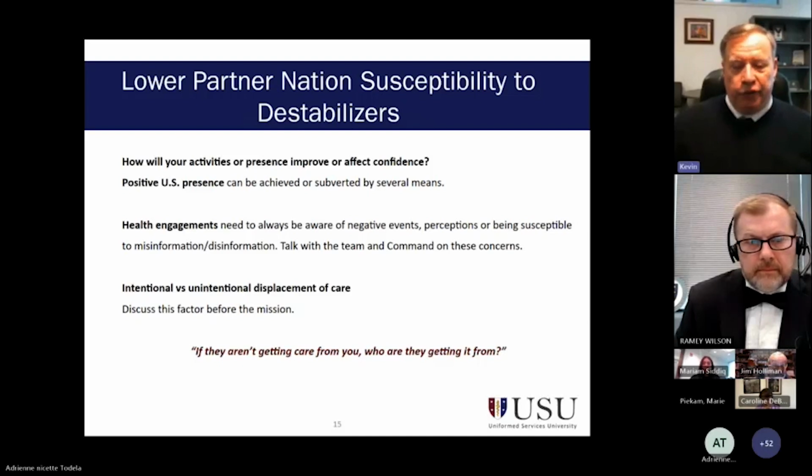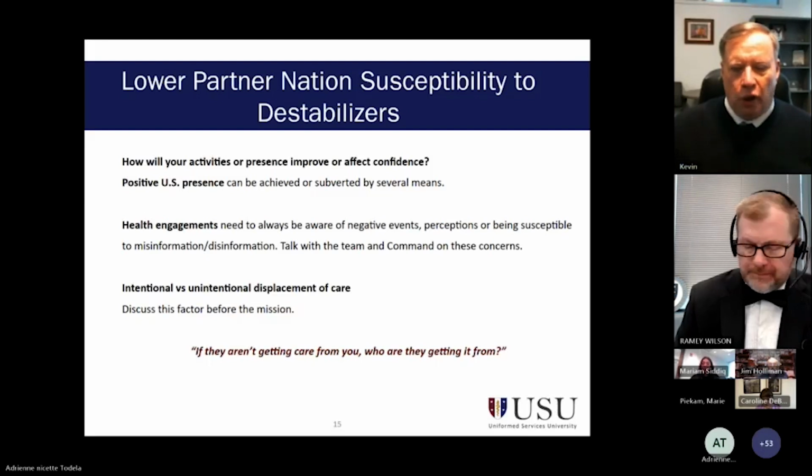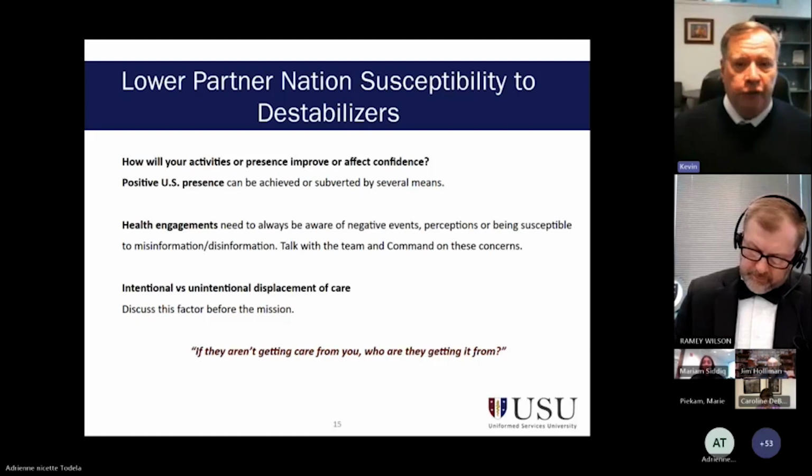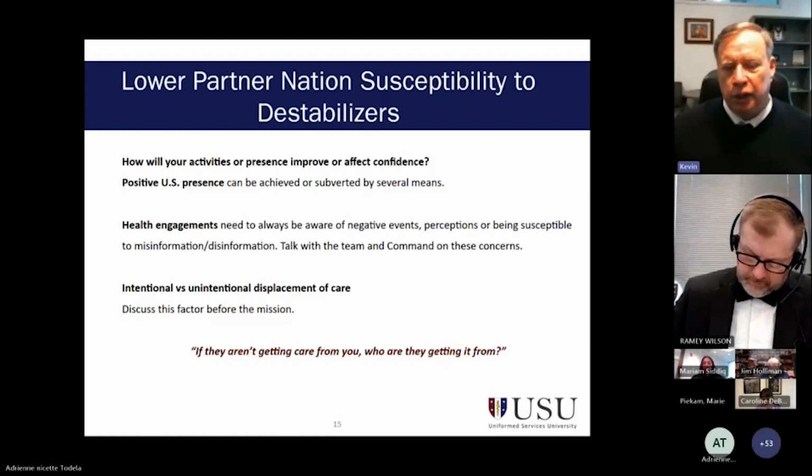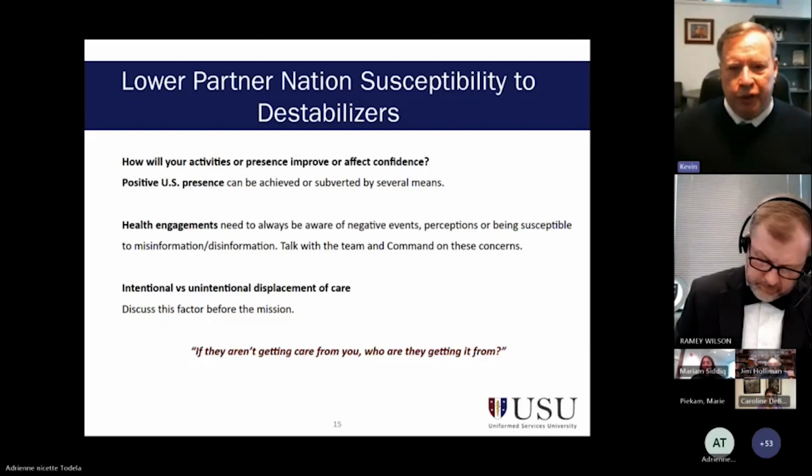This one is something we've talked so much about historically, but it really came to light during the counterinsurgency and counterterrorism activities at the time, and that's lowering partner nations' susceptibility to destabilizers. This is probably where it comes up the most, and I'll focus on this one too: when you're doing health engagements, there are two types of displacement that can occur, intentional or unintentional. The unintentional ones, which we're used to watching for, are where we've caused a clinic or a provider to lose income because we've gone in there and saturated that environment for the 1 to 2 week time period, taking that out of there.